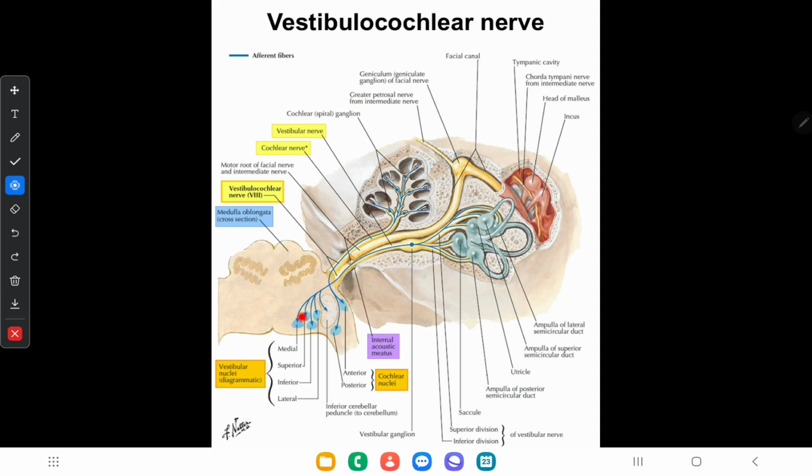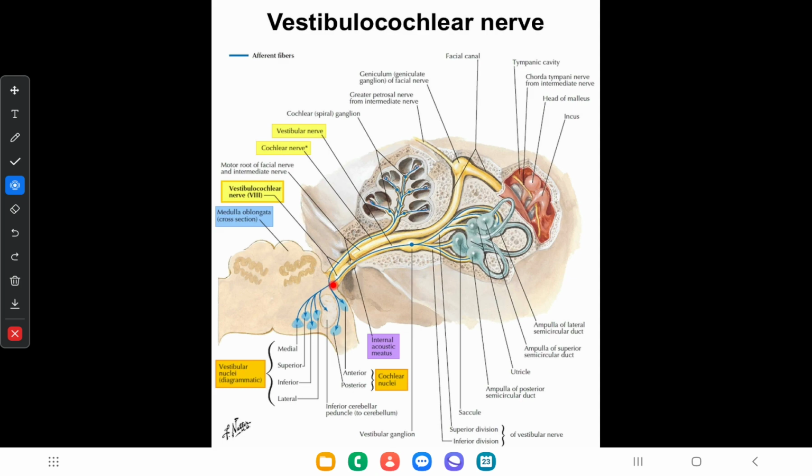Then the cochlear nerve. Here you can see both nerves together. From this area, you can see how the vestibular nerve starts, and from this area, from the cochlear or spiral ganglion, you can see how the cochlear nerve starts. So the cochlear nerve carries the sound impulses to the cochlear nuclei in the brainstem, from where the central auditory pathway carries impulses to the auditory cortex.